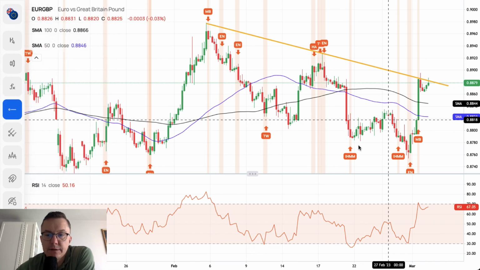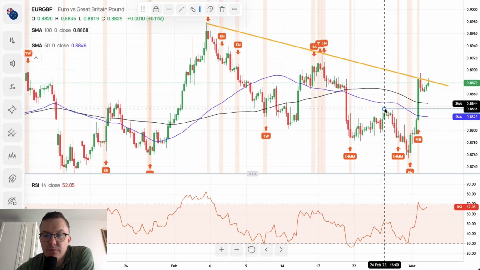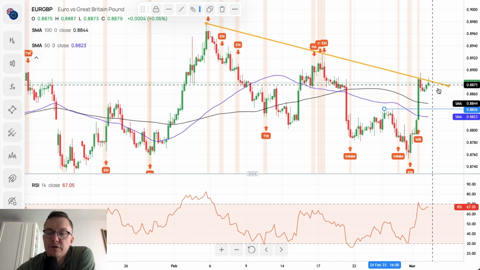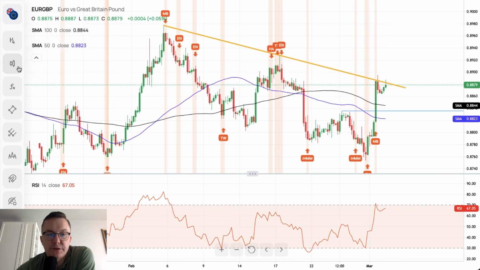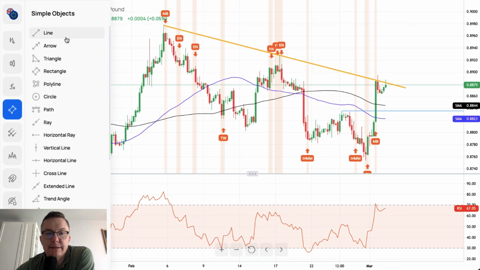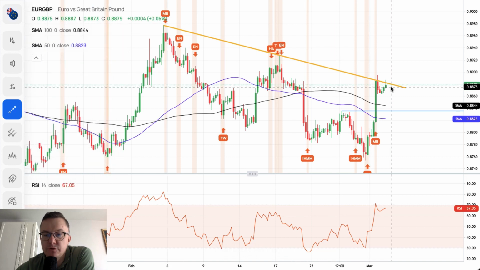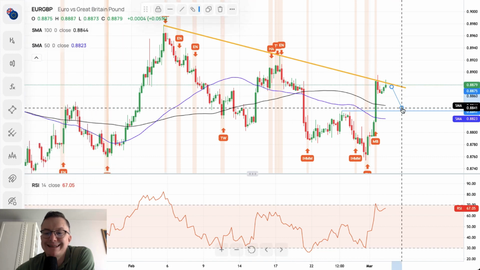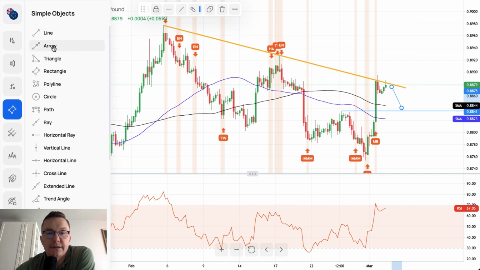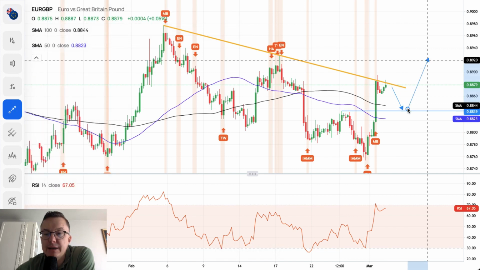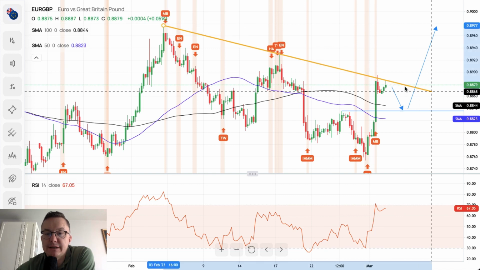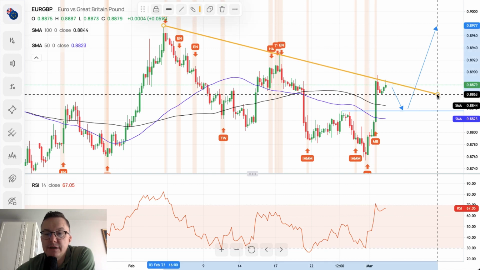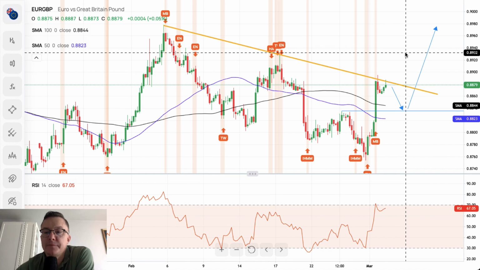Nevertheless, we got technical support located around 8,836, not that far away, 40 pips lower. So the current scenario for the euro to the British pound might look like this. If the market wants to do the pullback, they will go towards this level, and then of course they might rebound and break above the trend line. We can even extend it a little bit for you guys to see. There you go. That's the trend line.